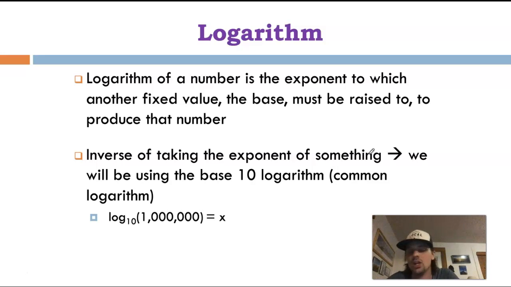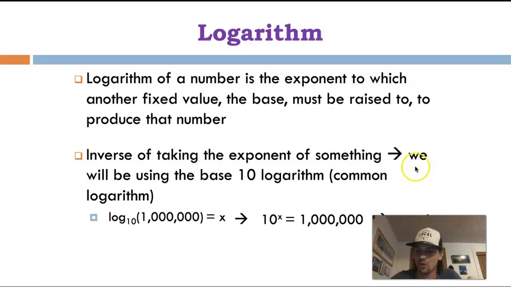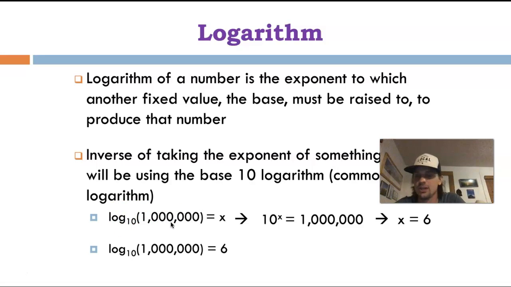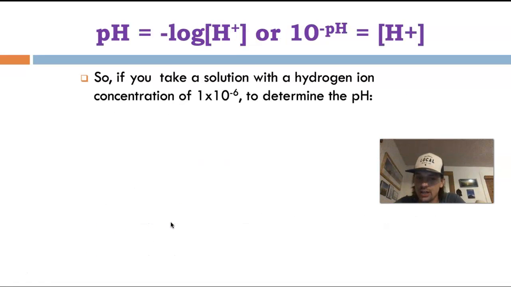For example, log base 10, we're going to use base 10. Log base 10 of a million is what? What is that asking? That's saying 10 to what power equals a million? We're taking the inverse of the exponent. So 10 to the 6th power is a million. So the answer to this question is log of a million is 6, because 10 to the 6th power is a million. And that's what we're doing here.